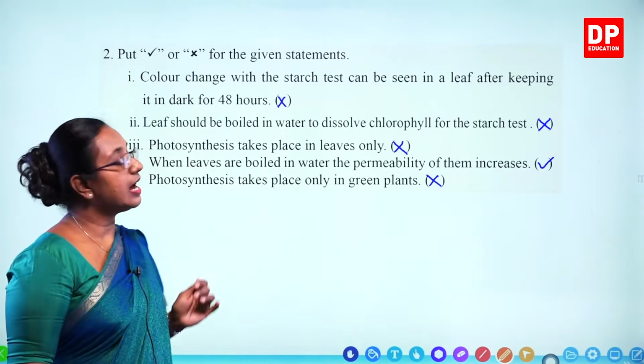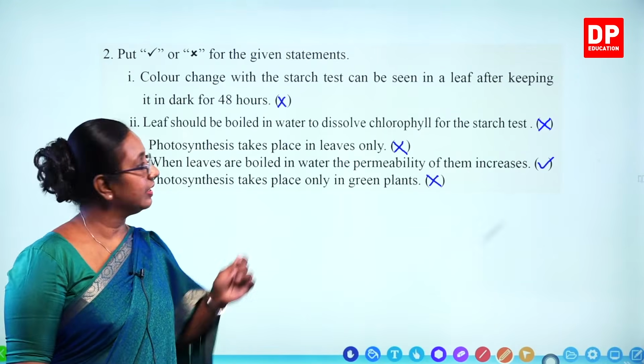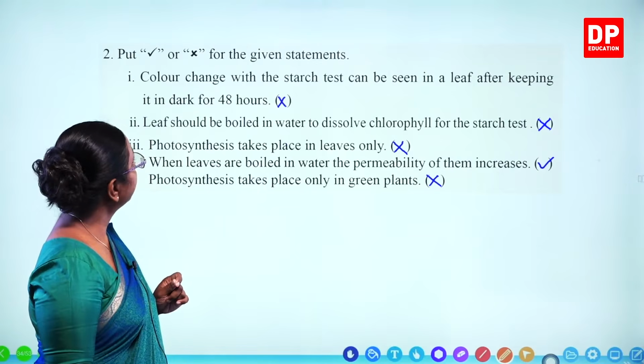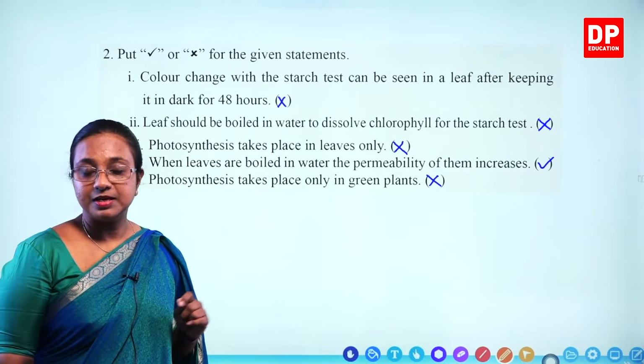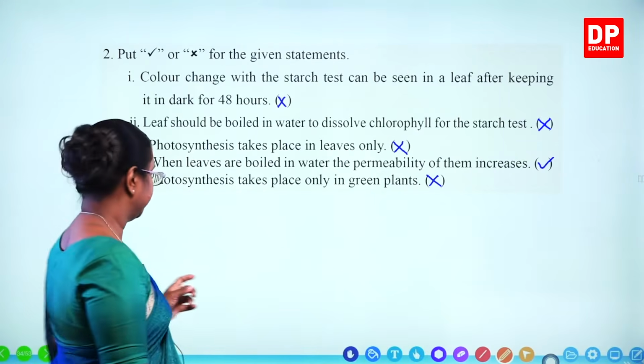So students, now we have answered all the questions here. We have put a tick or wrong for the statements given. I will move on to the next question.